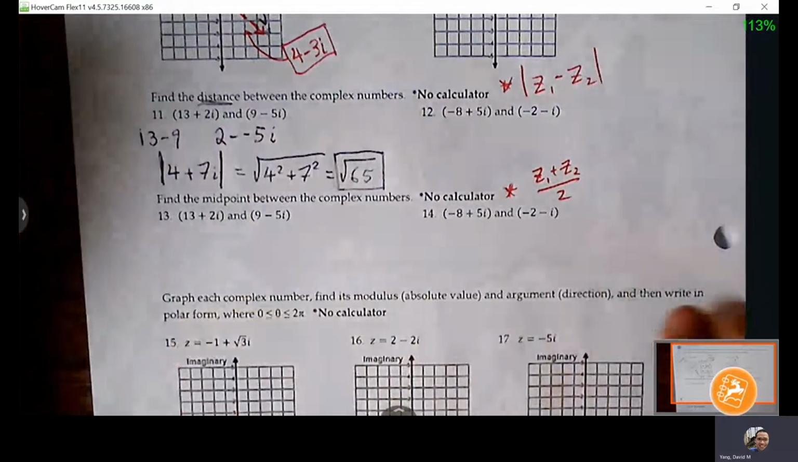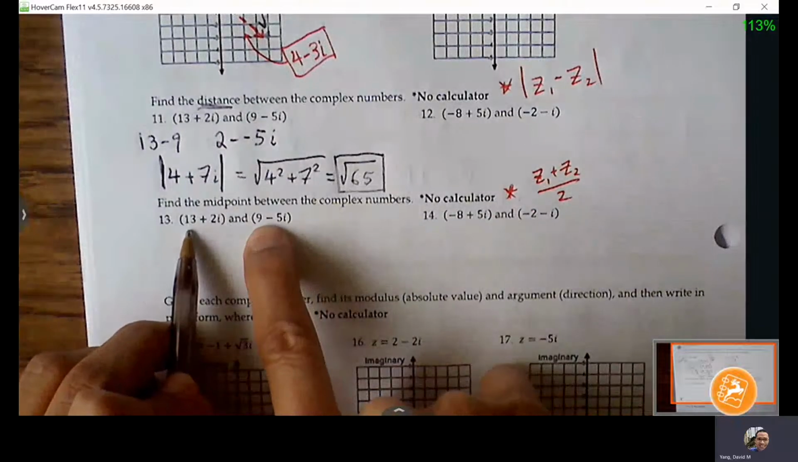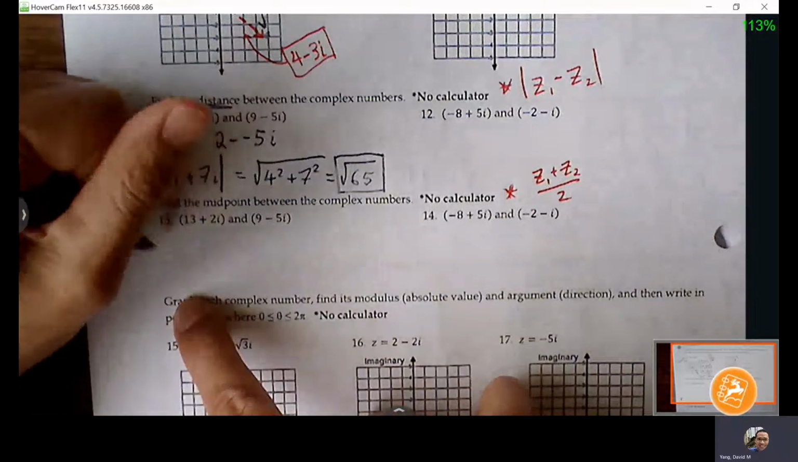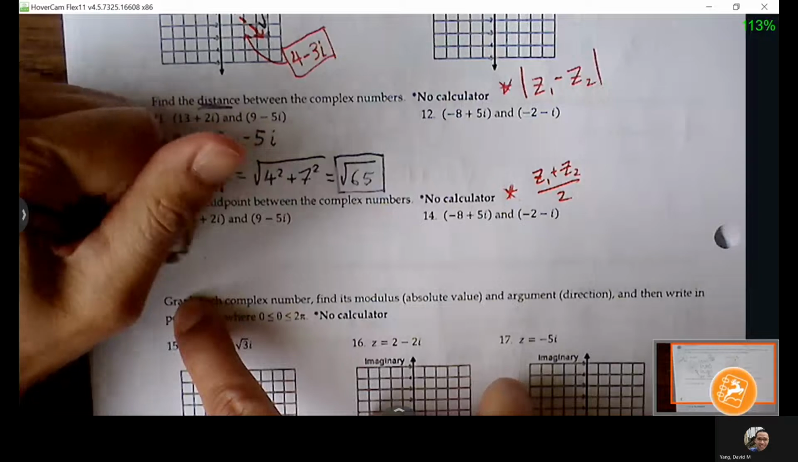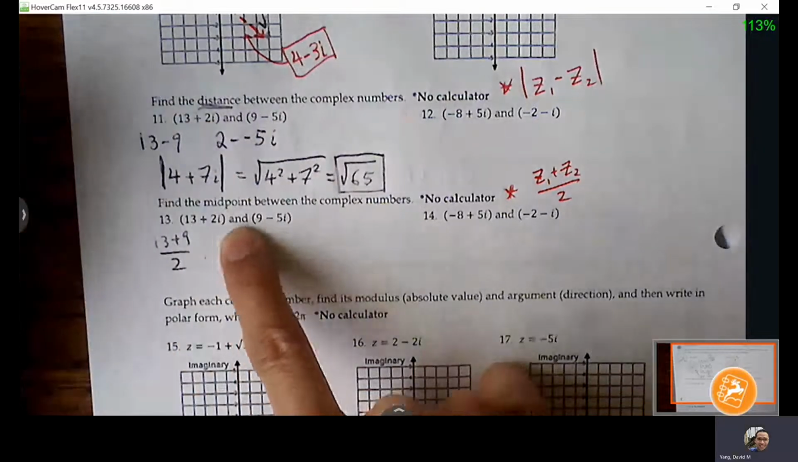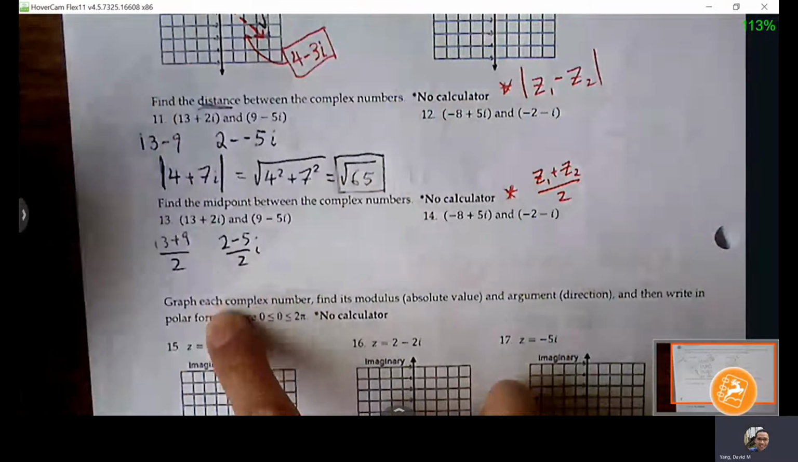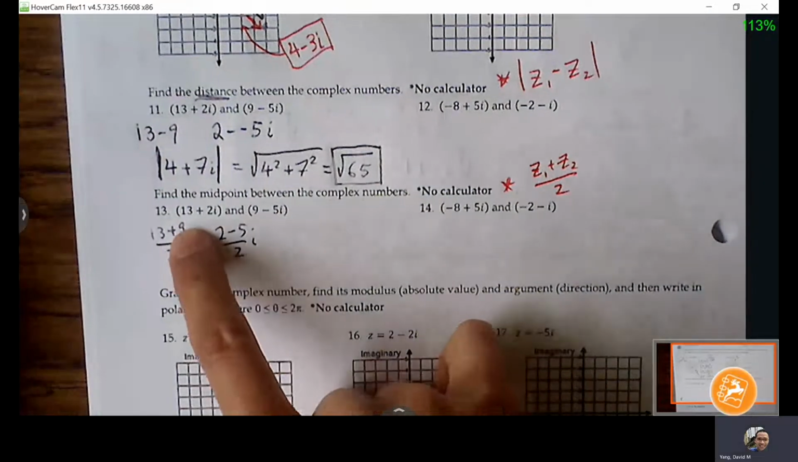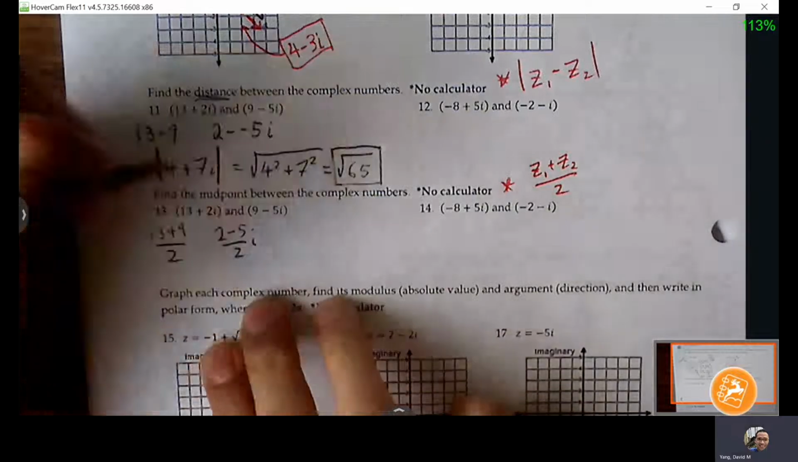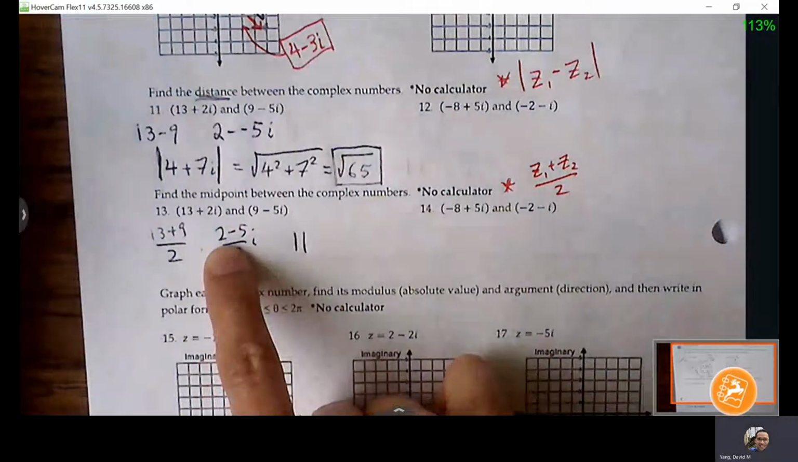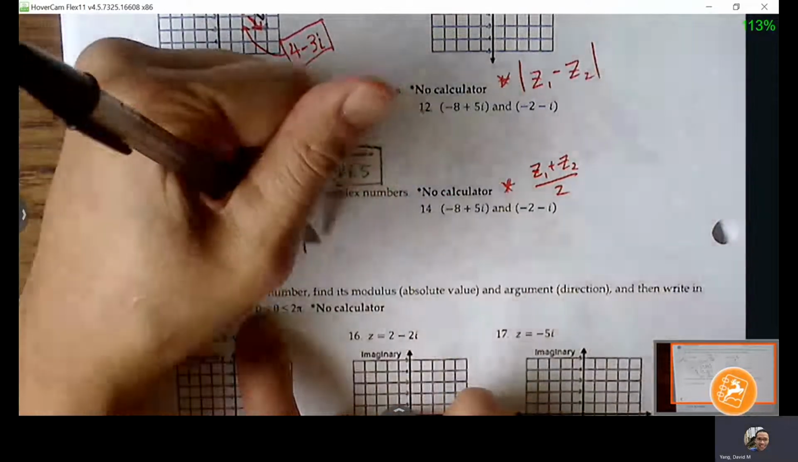After you do this operation, you're done. That's your midpoint. So 13 and 9 go together: 13 plus 9 divided by 2. And the 2 and -5 go together as well: 2 minus 5 divided by 2. Do a little bit of cleanup. 22 divided by 2 is 11. -3 over 2 is just -3 over 2.